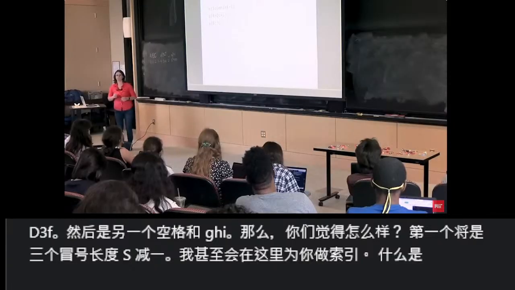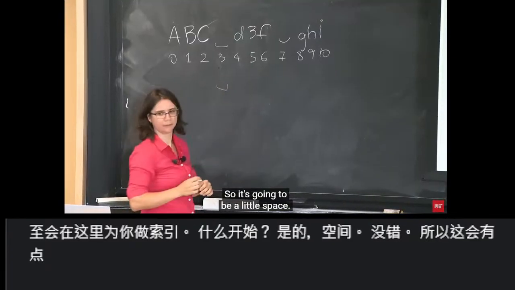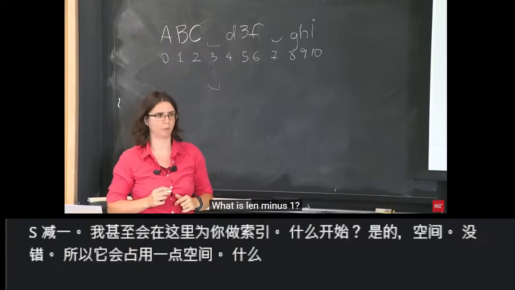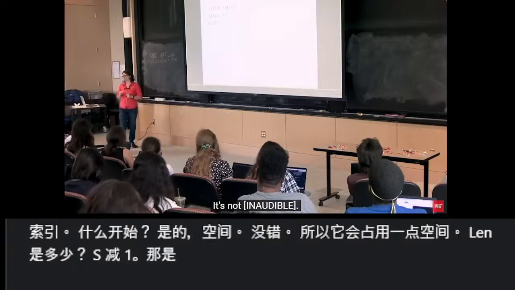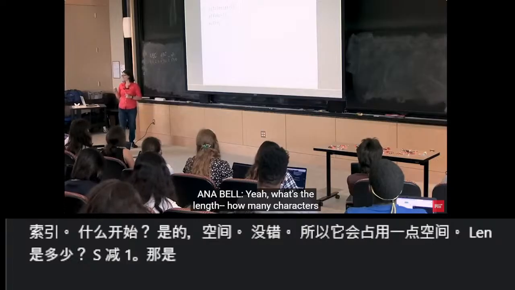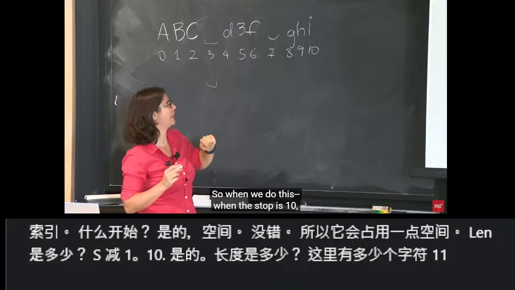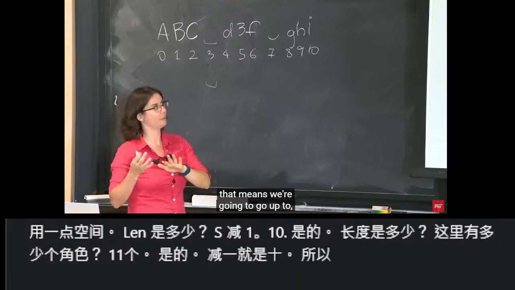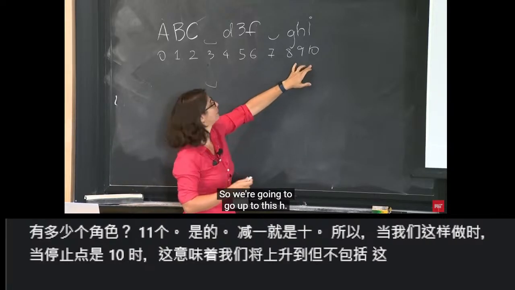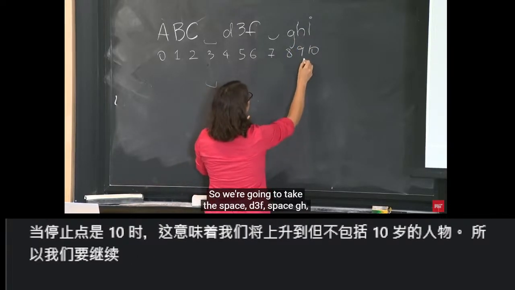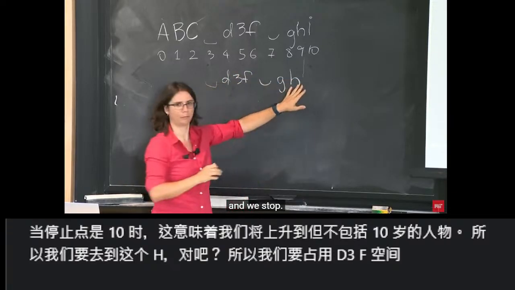What's the start? Yeah, the space, exactly. So it's going to be a little space. What is len S -1? Well, that's the length minus 1. What's the length? How many characters are in here? 11, yep. And -1 is 10. So when we do this, when the stop is 10, that means we're going to go up to, but not including, the character at 10. So we're going to go up to this H, right? So we're going to take the space, D3F, space, G, H, and we stop.